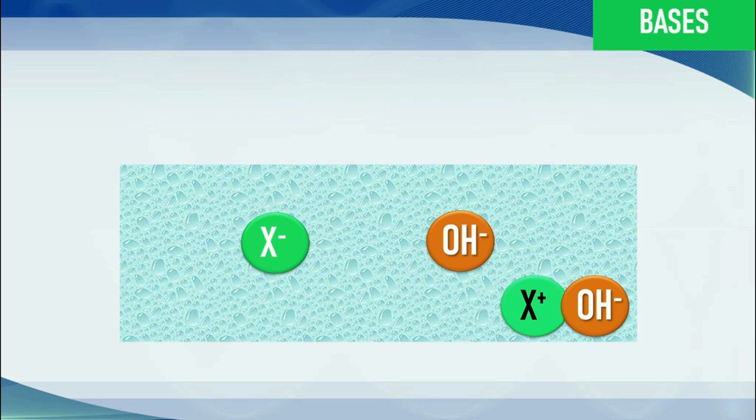Sodium hydroxide is a strong base. It entirely dissociates in water. You can measure the quantity of the base by measuring the quantity of sodium ions.